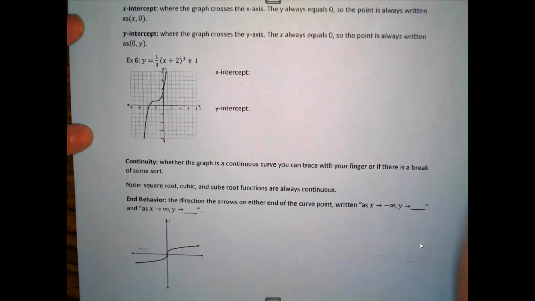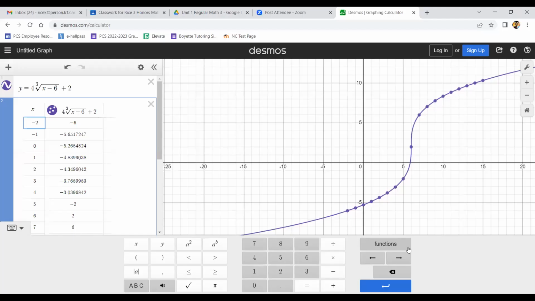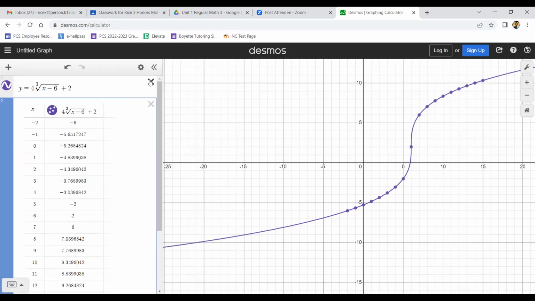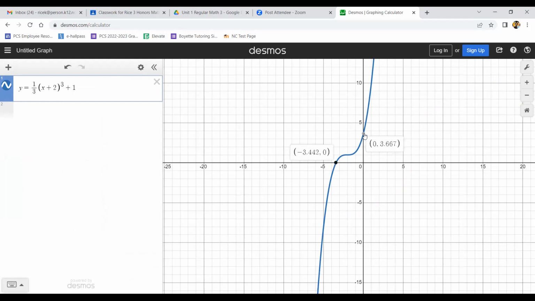X-intercepts and Y-intercepts. I'm going to go ahead and graph this on Desmos so that I can see the graph and get the X and the Y-intercept. So you can kind of see them on there, but it looks like they might be decimals. So let's go ahead and plug it in here. So I'm going to type in y equals 1 divided by 3, (x plus 2) to the 3rd power plus 1. Okay, so there's the x-intercept, there's the y-intercept. So my x-intercept is -3.4420. My y-intercept is 0, 3.667. All right.